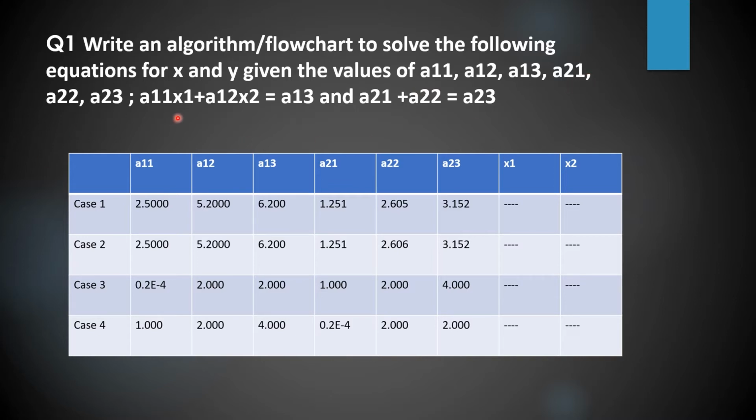And we have also been provided two equations, which are a11x1 plus a12x2 is equal to a13, and a21x1 plus a22x2 is equal to a23. So here we have been provided with different data sets, and four cases are there.